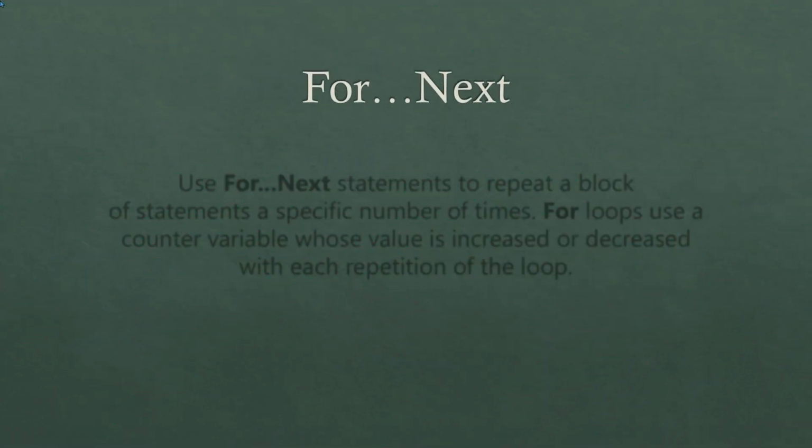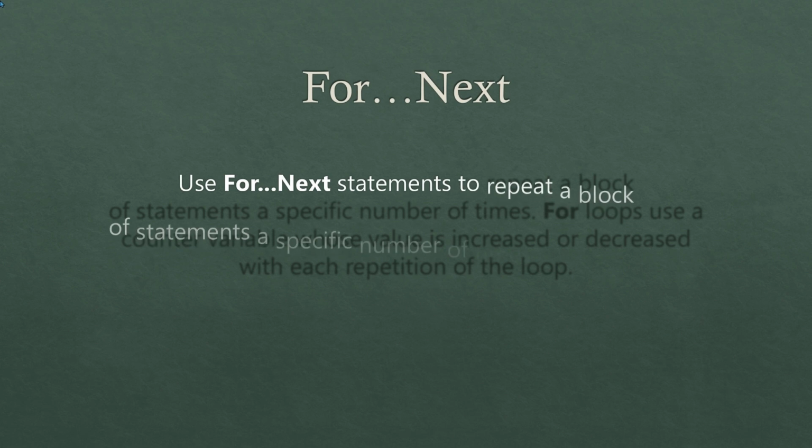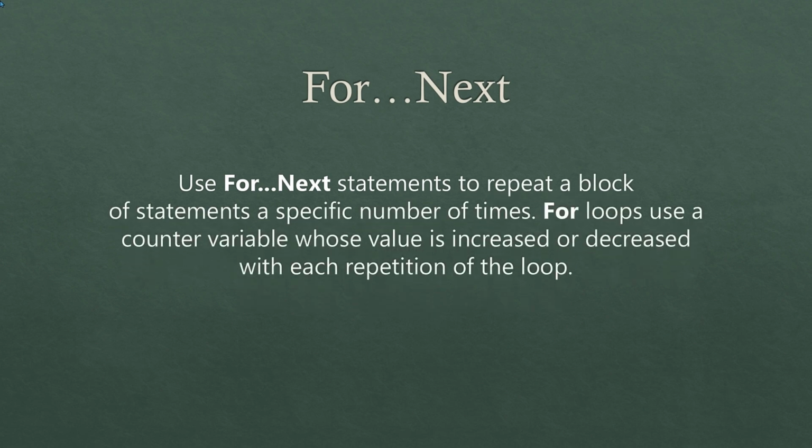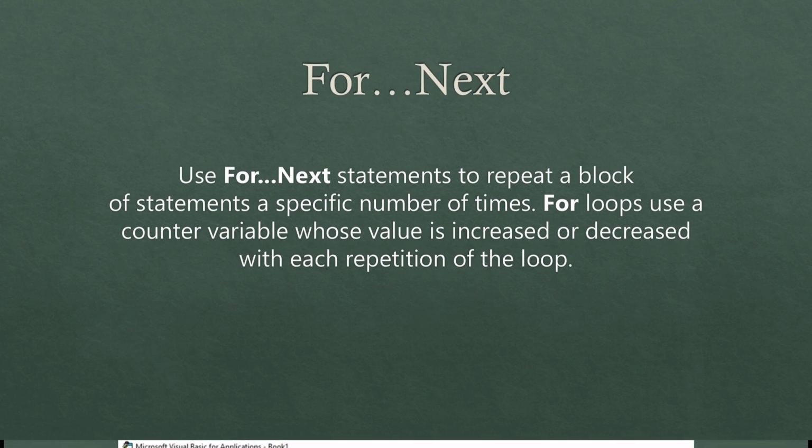The first loop I'll be covering is the For Next loop, which is used to repeat a block of statements a specific number of times. In For loops, we'll use a counter variable whose value is increased or decreased with each repetition of the loop. And to break down this For Next statement, let's take a look at a block of code.